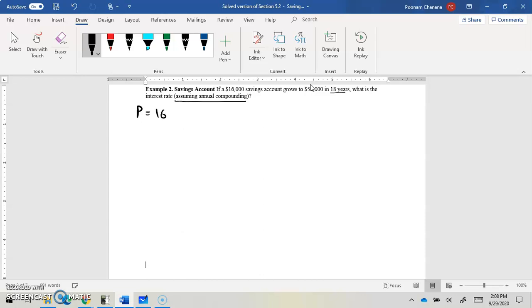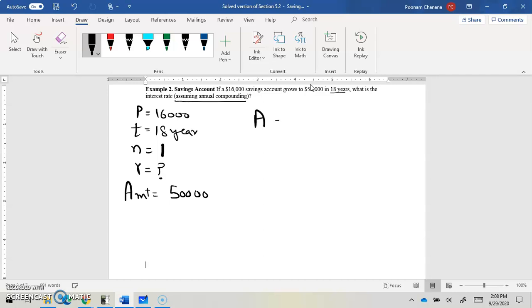Principal is given to be 16,000. Time is given to be 18 years. And the compounding periods every year is 1 because it is given annual compounding. R is unknown. We have to find it. And the amount is given. Amount is equal to 50,000. In 18 years, that 16,000 becomes 50,000. The question is to find the interest rate.